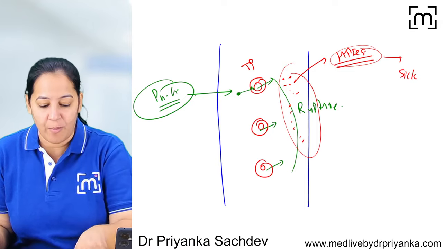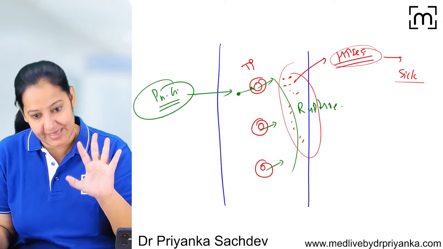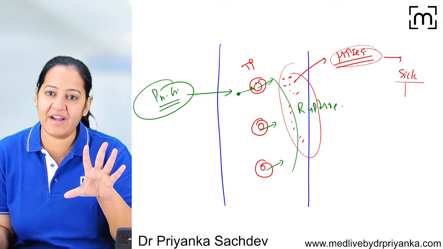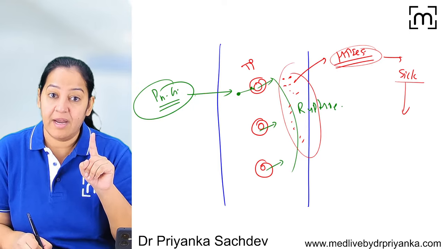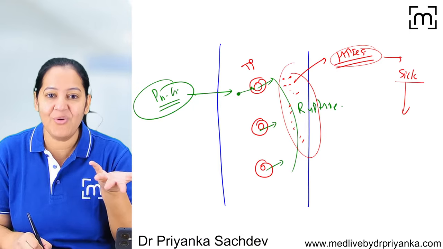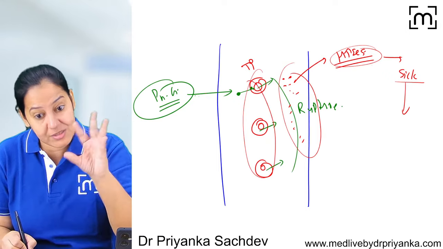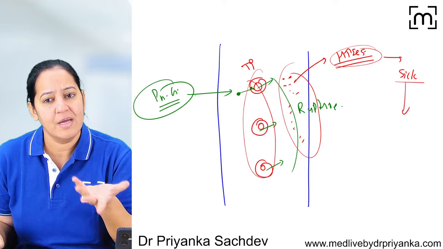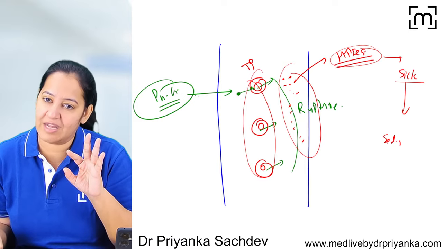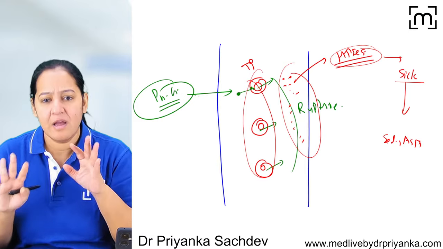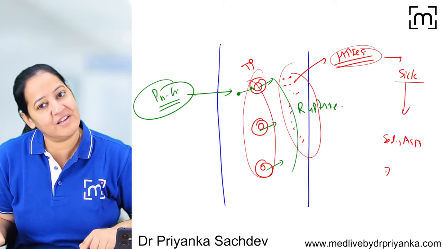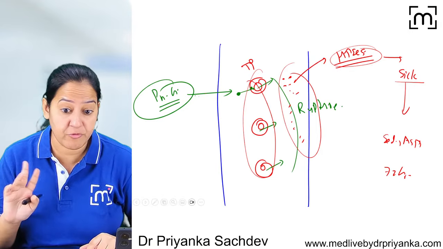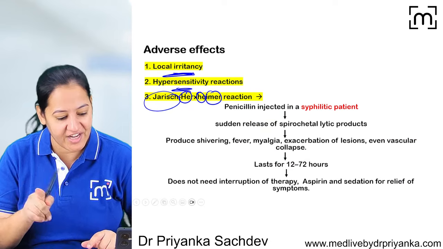So don't stop the treatment. Yes, it happens normally. It is one of the side effects. It is not due to the drug. It means the drug is responding. The drug has ruptured the bacteria, and because of the rupture, the lysis, you have this reaction. This is known as Jarisch-Herxheimer reaction. Just ask the patient to take sedatives, aspirin, or some painkiller. Wait for the next 2-3 days. In 72 hours, it will subside. Don't stop the treatment because of that. So this is known as Jarisch-Herxheimer reaction.